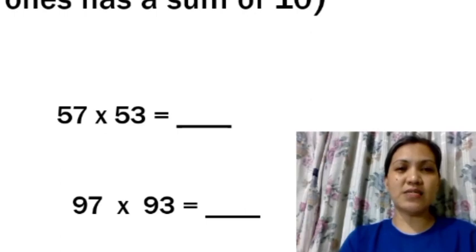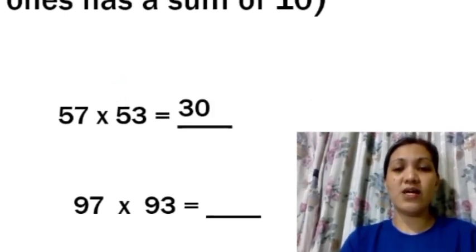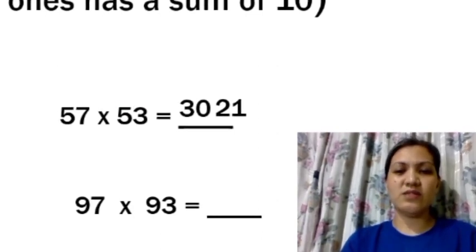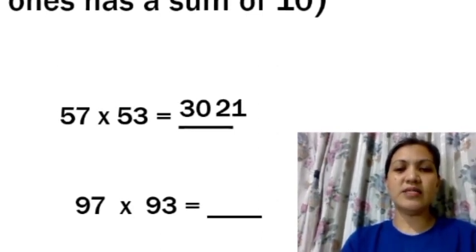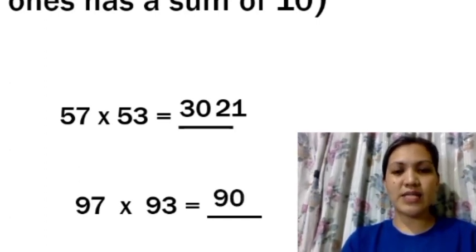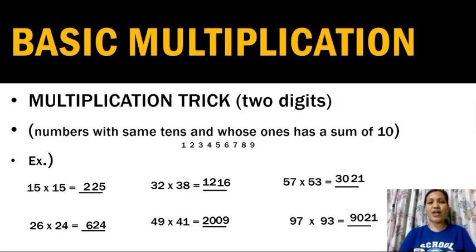5 ang ating first or tens. 5 times 6 is 30. And then 7 times 3 is 21. 9, next to 9 is 10. So 9 times 10 is 90. And then 7 times 3 is 21. So you can check that using your calculator. So this time, we don't need a calculator. We can multiply it as easy as that. So we don't need to use long method multiplication.